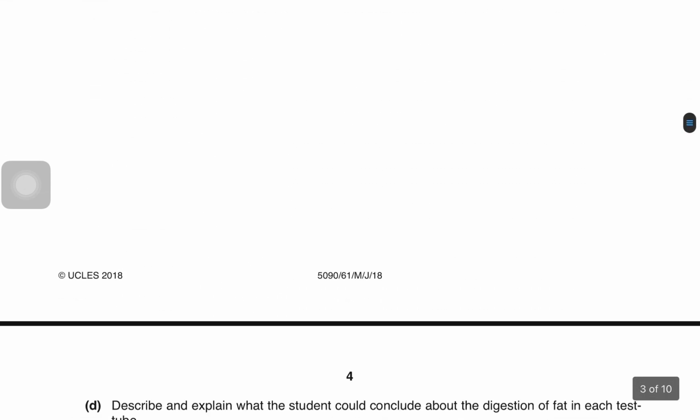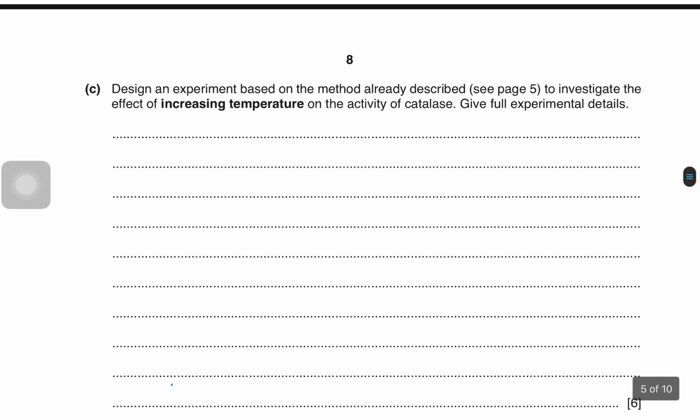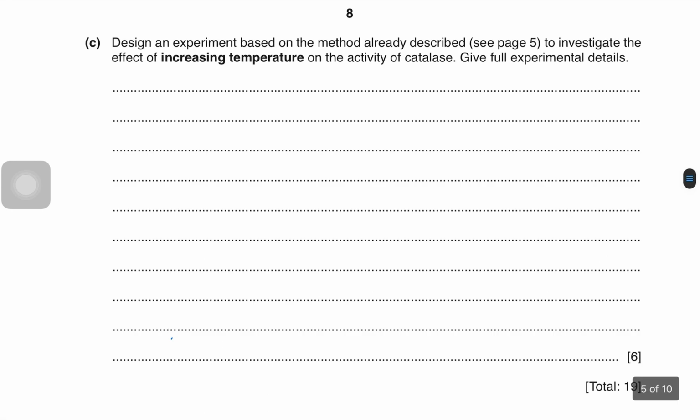Let me give you another example. Let's say another kind of question. Increasing temperature, yes, this one is really good. So we can say, design an experiment based on the method already described on page 5. You don't have to look at page 5, trust me. To investigate the effect of increasing temperature on the activity of catalase.